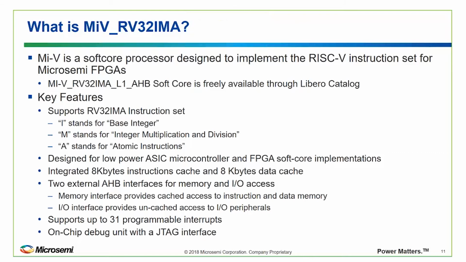Our RISC-V offerings have an integrated 8 KB instruction cache and an 8 KB data cache. And you'll see that we have offerings with 2 external AXI4 interfaces, and we have some offerings with 2 external AHB interfaces. We have support for up to 31 programmable interrupts, and the debugging is done through the JTAG interface on the device, and we do debugging with a tool called SoftConsole.